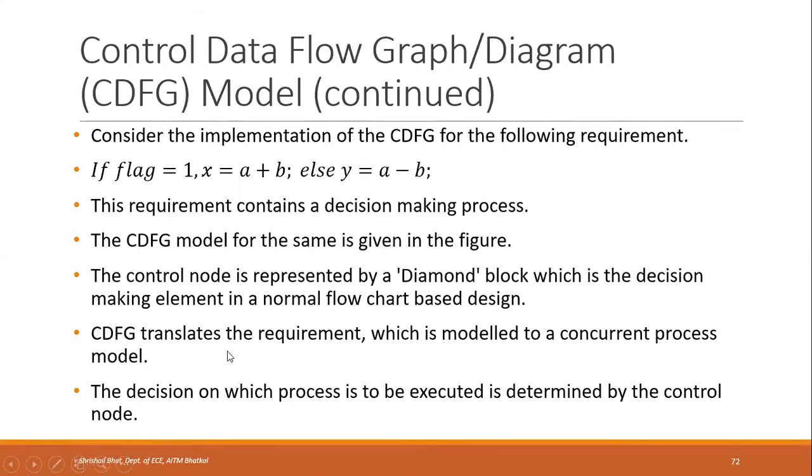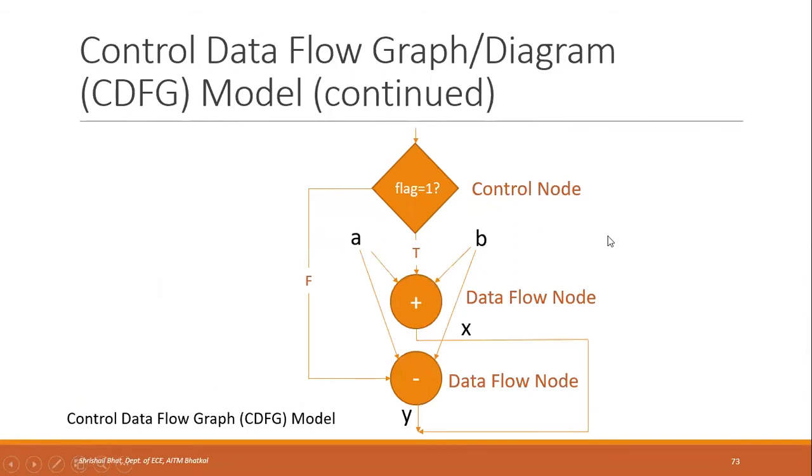So CDFG translates the requirement which is modeled to a concurrent process model. It is a concurrent processing model compared to the previous one, which is a sequential process model. The decision on which process is to be executed is determined by the control node. This is the control node, which is in diamond shape. The data flow nodes are drawn using circles, as you can see. This performs the decision. So it will first check the flag.